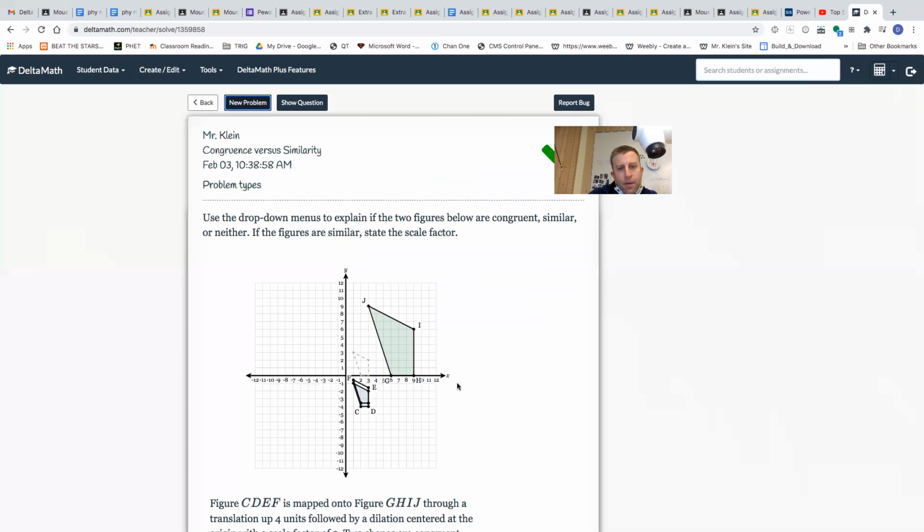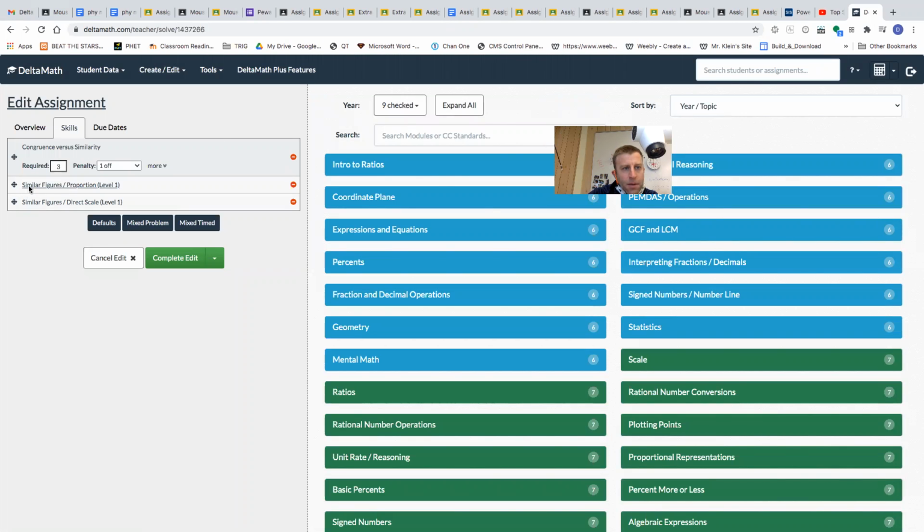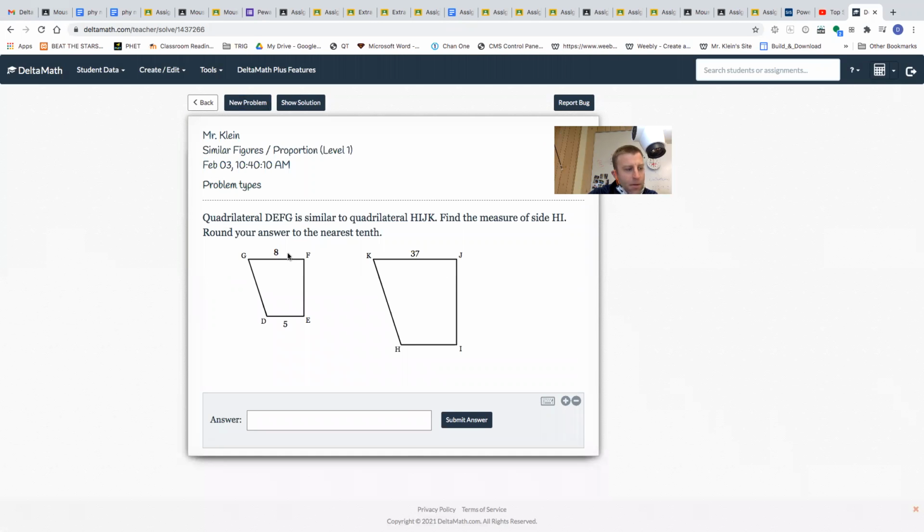It will show you that it slid it up and then it's also stretching it. On this part, what I would do on these other ones, just do what we've been doing in class, find the scale factor. You're allowed to use a calculator here. So scale factor from 8 to 37. I'm going to do 37 divided by 8, which is 4.625. I'm just going to put that as a decimal.